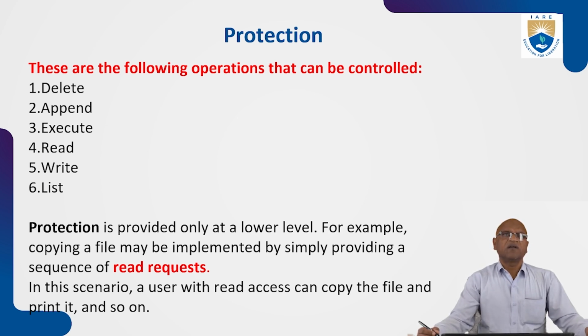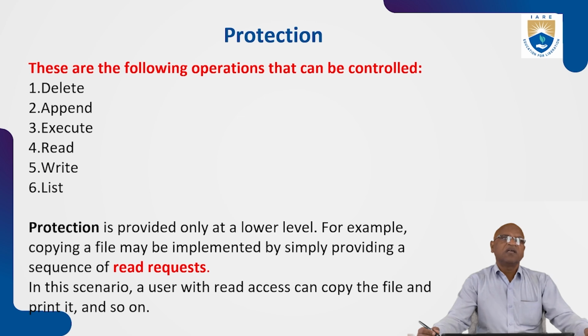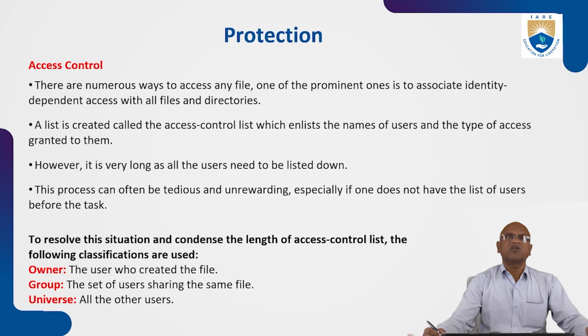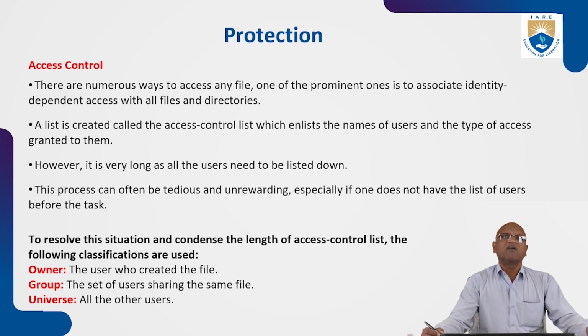Protection is provided only at a lower level. For example, copying a file may be implemented by simply providing a sequence of read requests. In this scenario, a user with read access can copy the file and print it and so on. But he cannot do more. So we provide the access control. There are numerous ways to access any file. One of the prominent ones is to associate identity-dependent access with all files and directories. A list is created called an access control list, which enlists the names of users and the type of access granted to them.